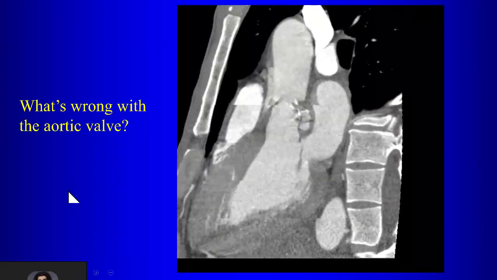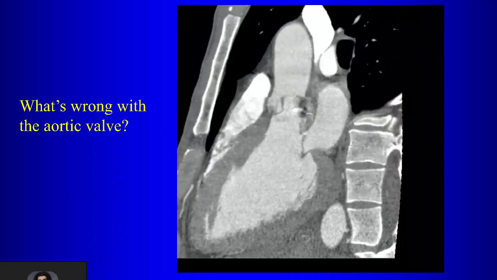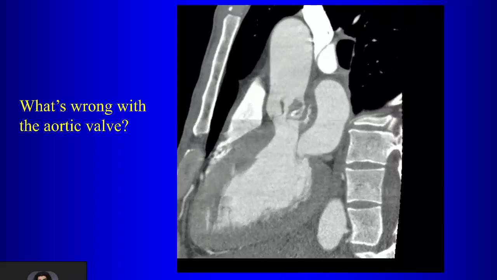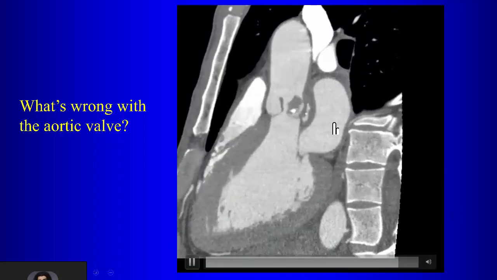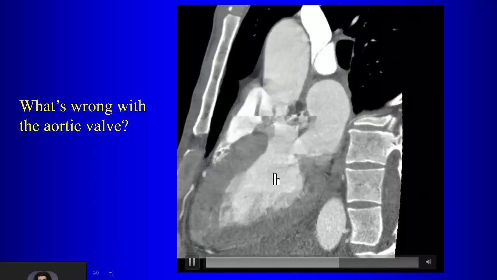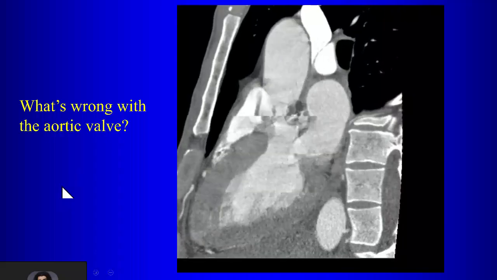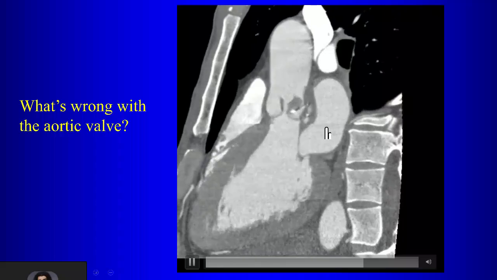What are we looking at here? So what kind of view is this? Yeah, what kind of study? CT. Yeah, so this is a retrospectively gated cardiac CT. So this chamber here is the left atrium, the left ventricle, this guy here, and this guy here. Okay, so what's wrong with the aortic valve? Yeah, so there's this filling defect that's sitting on top of the aortic valve.